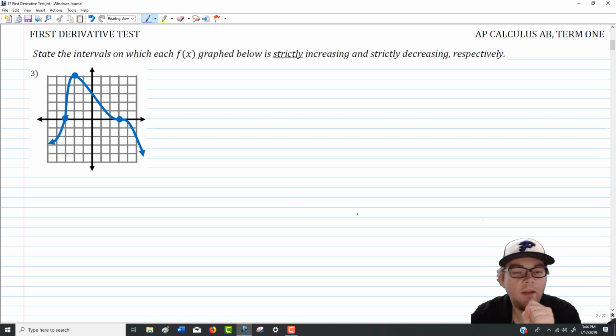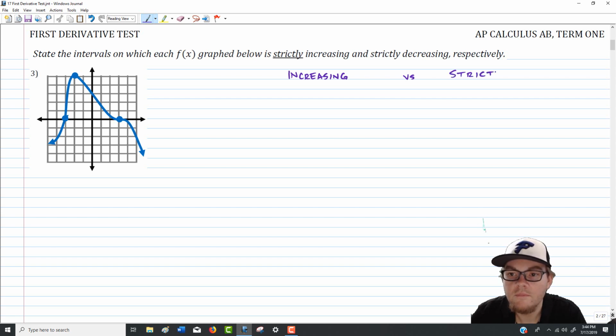And let me first talk about that for just a second. Like, what is the difference? So if we want to talk about the definition of just plain old increasing, like whether or not the function is increasing versus whether or not a function is strictly increasing. Okay, so I'll write these all in here.